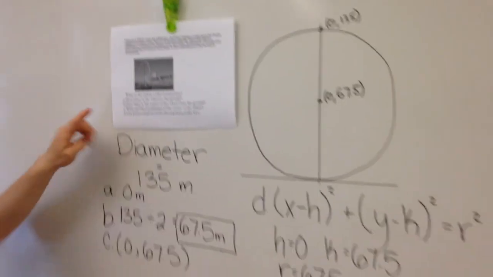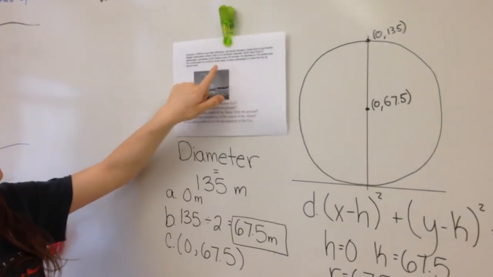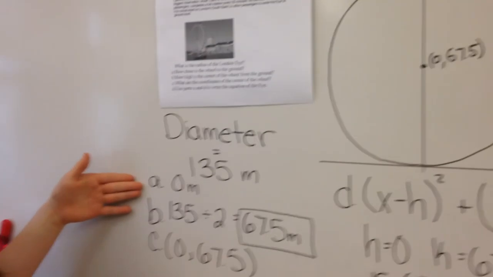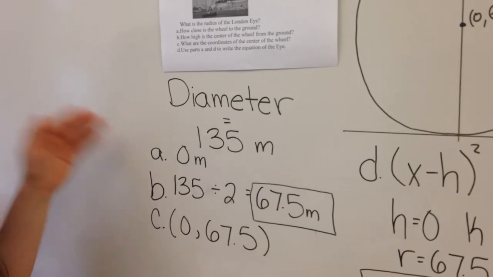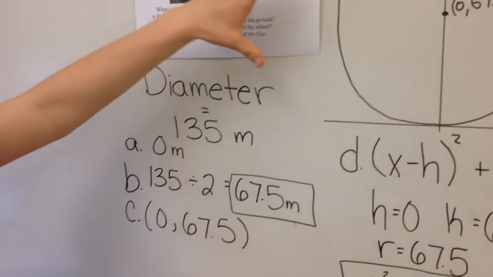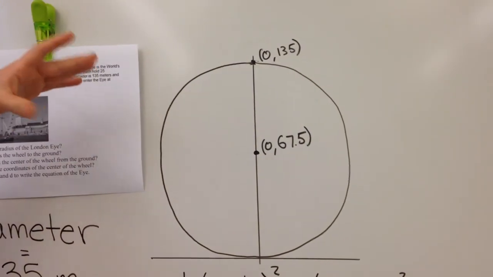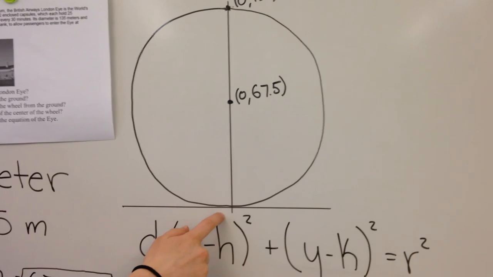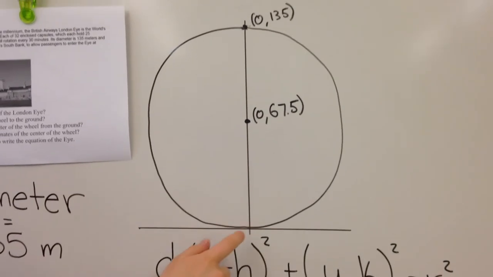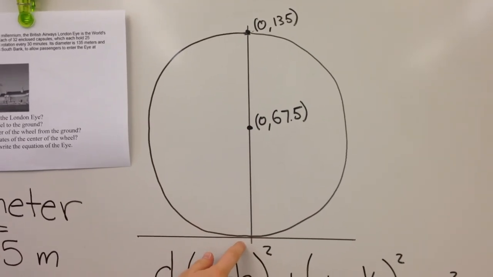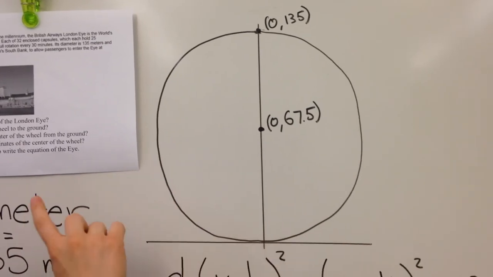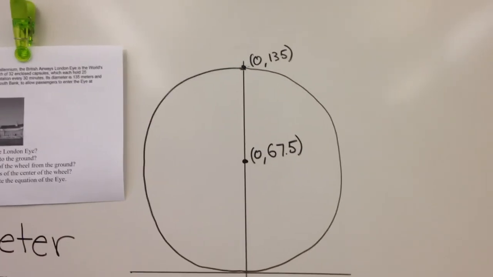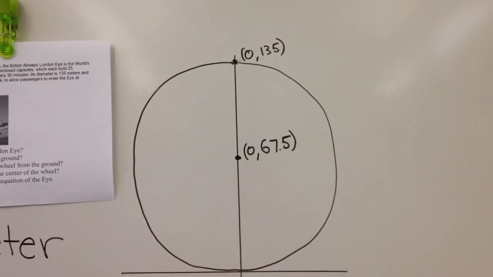And now, to solve the problem, first it asks, how close is the wheel to the ground? And we know that because it says that it's constructed on ground level, it is 0 meters from the ground. So with this information, I constructed a graph in order to situate myself with the problem. So the bottom of the circle, which represents the Ferris wheel, is at the origin, and the top is at 135 to represent how high the London Eye is.